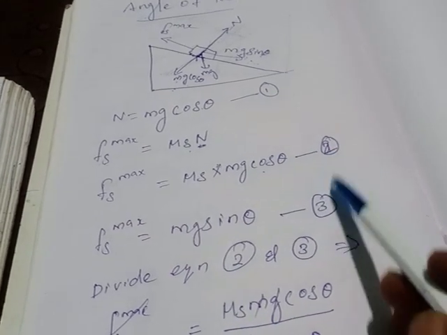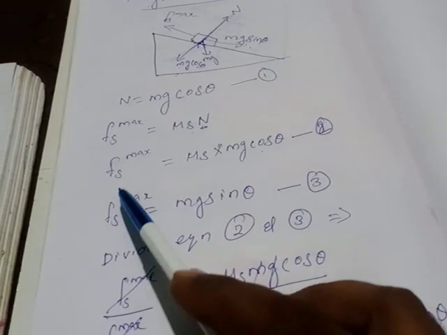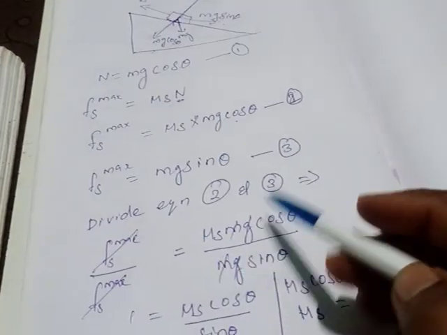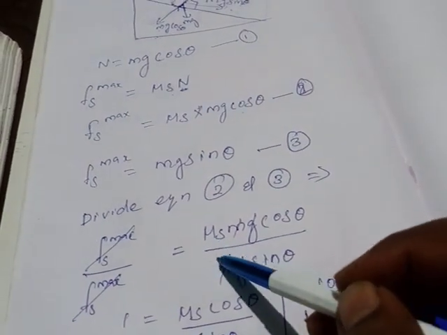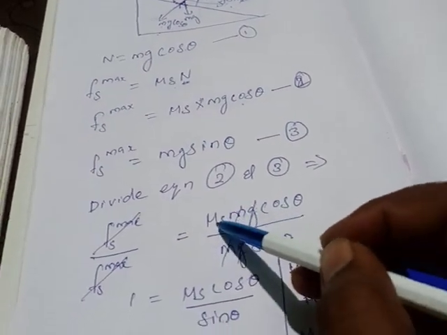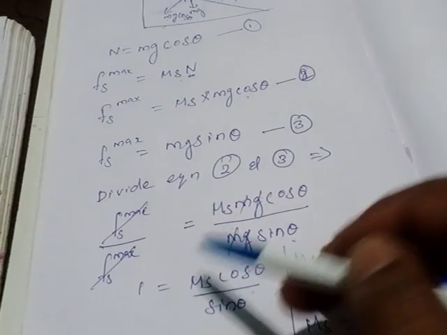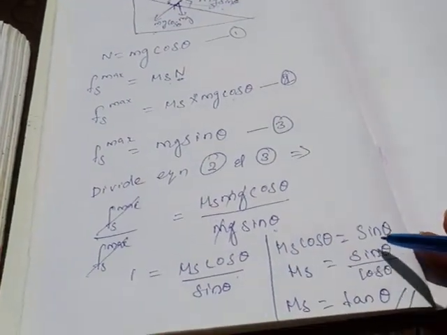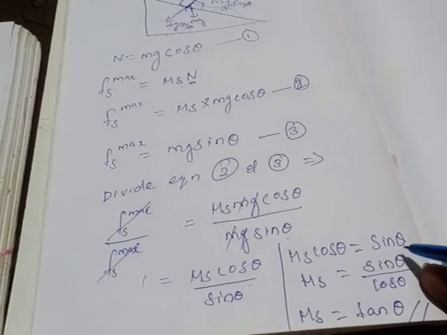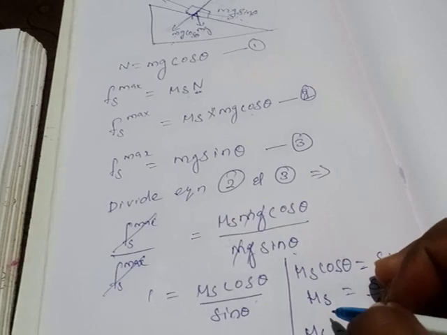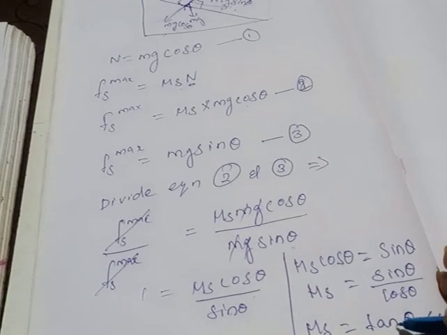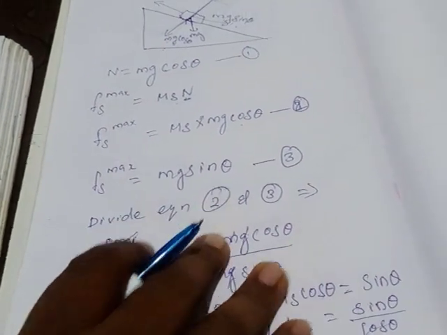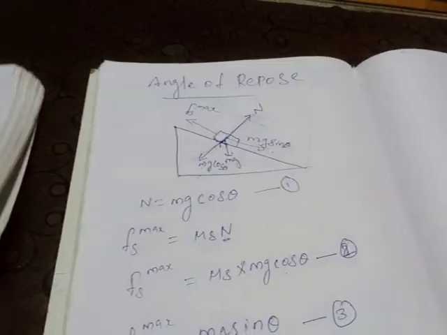Now we are dividing equations 2 and 3. While dividing, on this side Fx maximum cancels, and on the right side mu s mg cos theta by mg sin theta, and here m and g cancel, only mu s cos theta by sin theta will be there, equal to 1. Next we do the cross multiplication, so mu s cos theta is equal to sin theta. From this mu s is equal to, we take this cos theta down, so we get tan theta, and this is the angle of repose, and it is equal to the angle of friction.